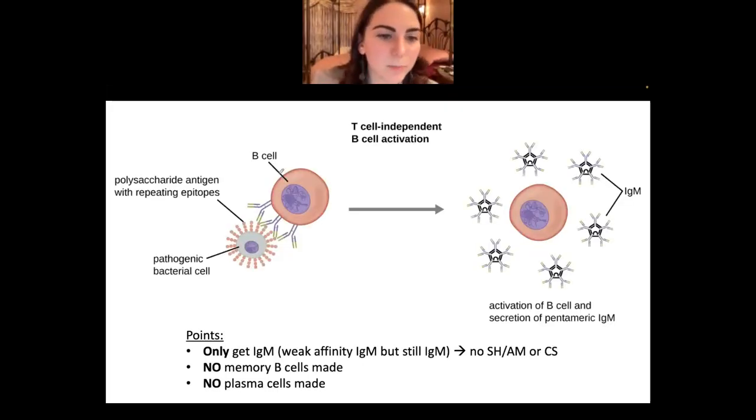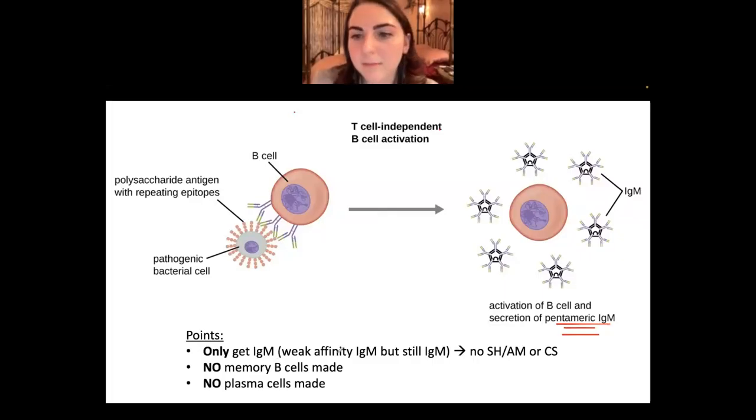So this is a really good picture of T cell independence, so thymus independent, T independent, whatever, B cell activation. So here's your B cell. It's going to recognize some sort of pathogen and just bind to it, but it's not going to be able to make a really, really strong response to it. So what you get is just pentameric IgM getting secreted. That's it. You don't get class switching. You only get IgM.